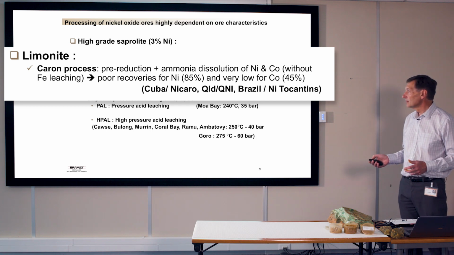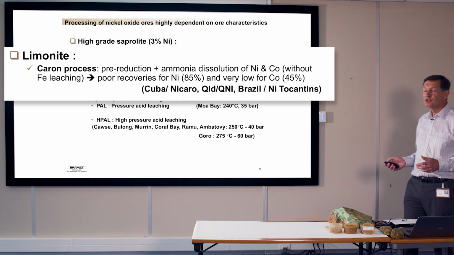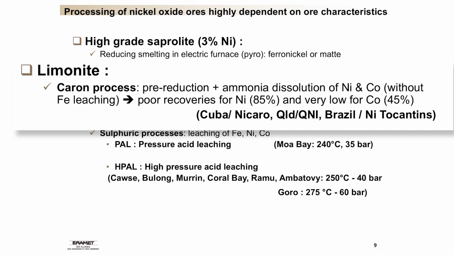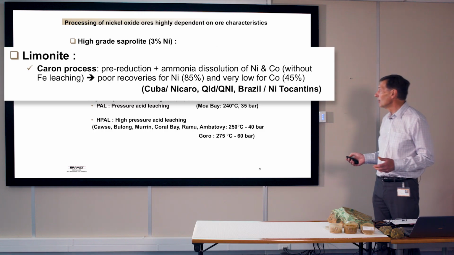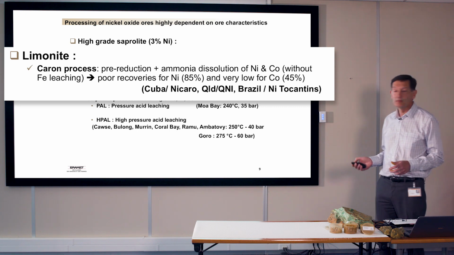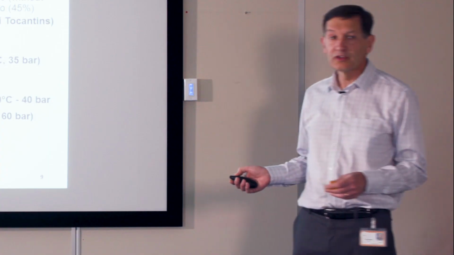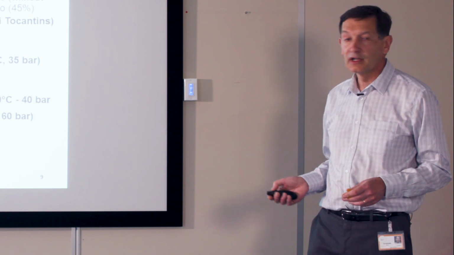Regarding the other part of the ore body, the limonite, first is what we call the Caron process. It's what I said before, pre-reduction of the ore and an ammonia dissolution of nickel and cobalt. It's a way to dissolve nickel and cobalt and not to dissolve the iron. The drawback of such processes is that you have very poor recovery: in nickel 85% of recovery, and very low recovery of cobalt in the range of 45–50%. This process is applied in Cuba, and was applied in Queensland in Australia.